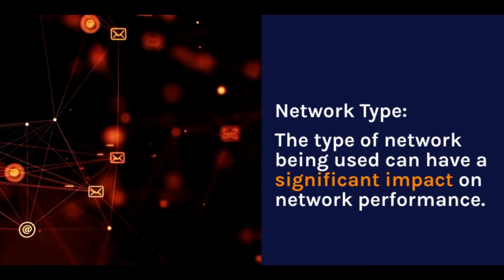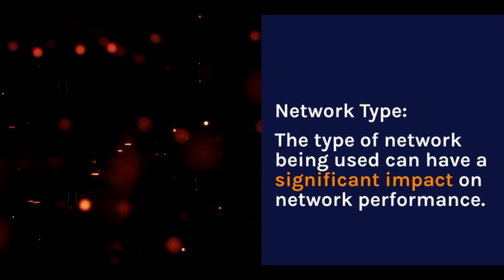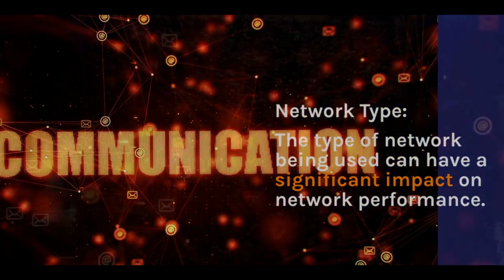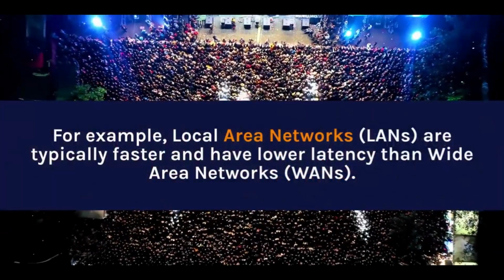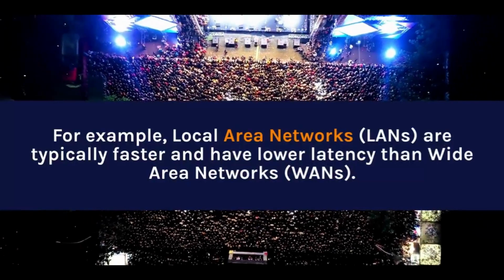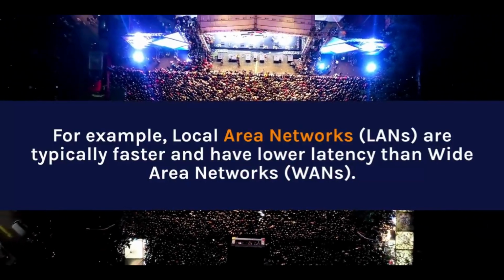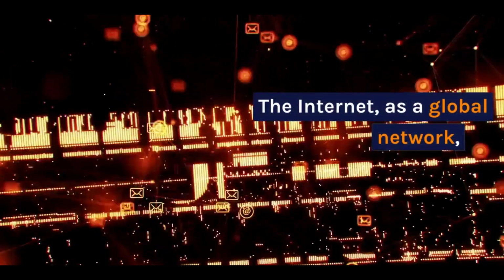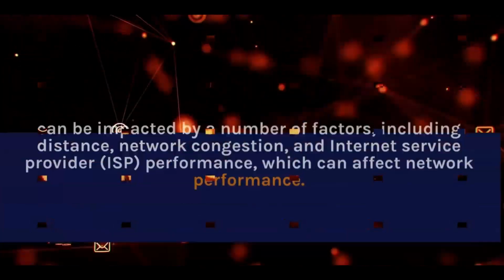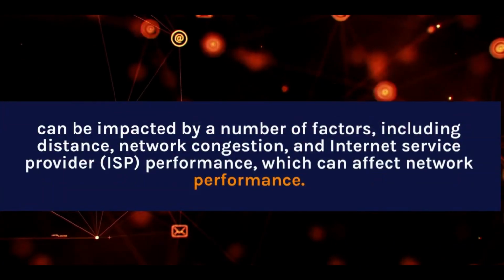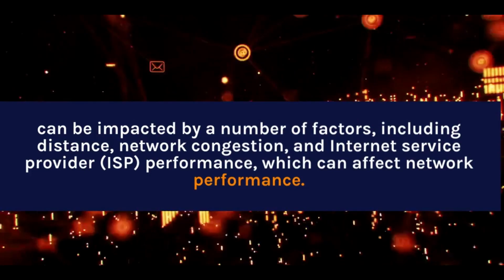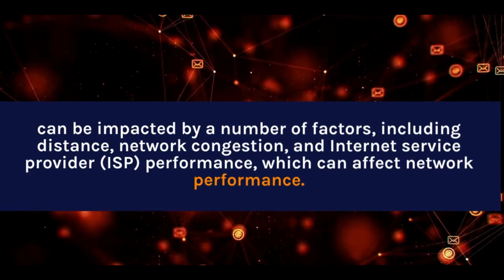Network type. The type of network being used can have a significant impact on network performance. For example, local area networks, LANs, are typically faster and have lower latency than wide area networks, WANs. The Internet, as a global network, can be impacted by a number of factors, including distance, network congestion, and Internet Service Provider (ISP) performance, which can affect network performance.